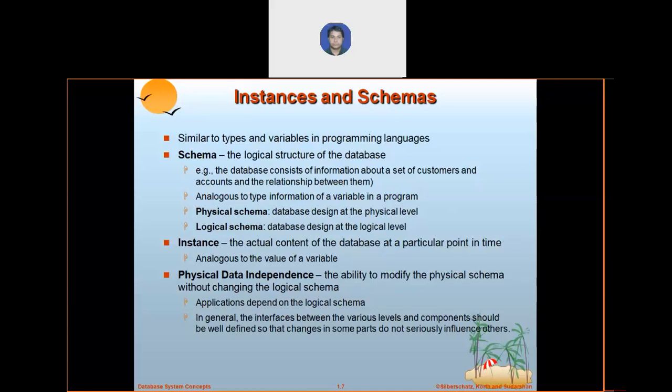At the logical level, the logical schema is defined, meaning how this data is related to other data. At the view level, how you dynamically create a table for the particular user.